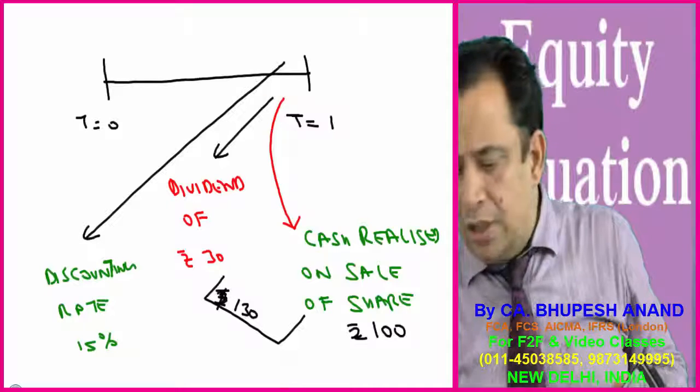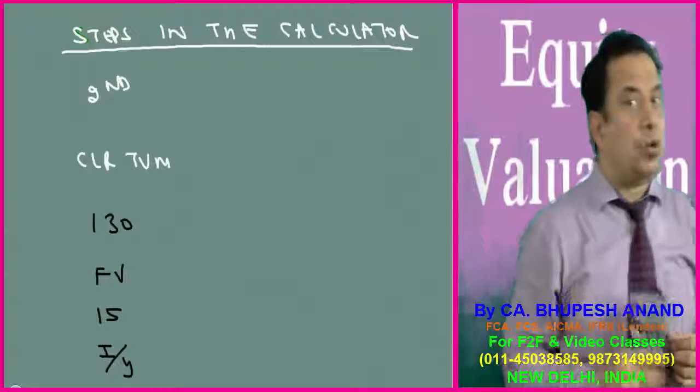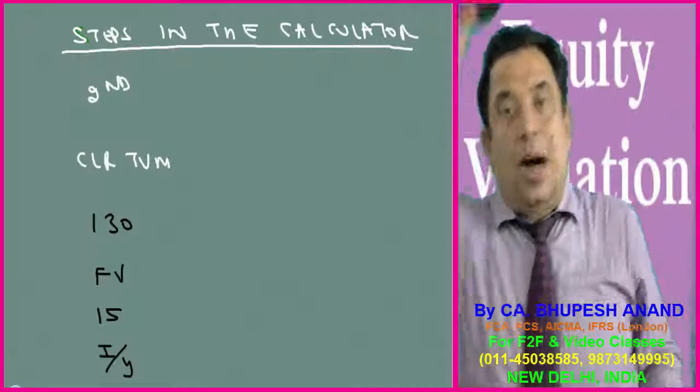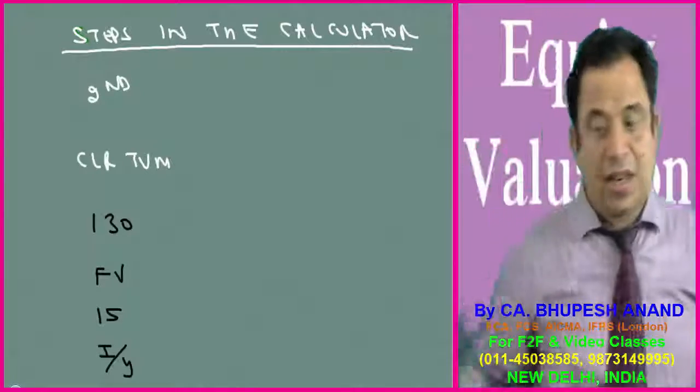And I have written those steps. I have written all the steps that are to be taken into account while you are doing this with the help of the calculator. So I will be using the TVM row. Second, clear TVM, because we have to clear the history.